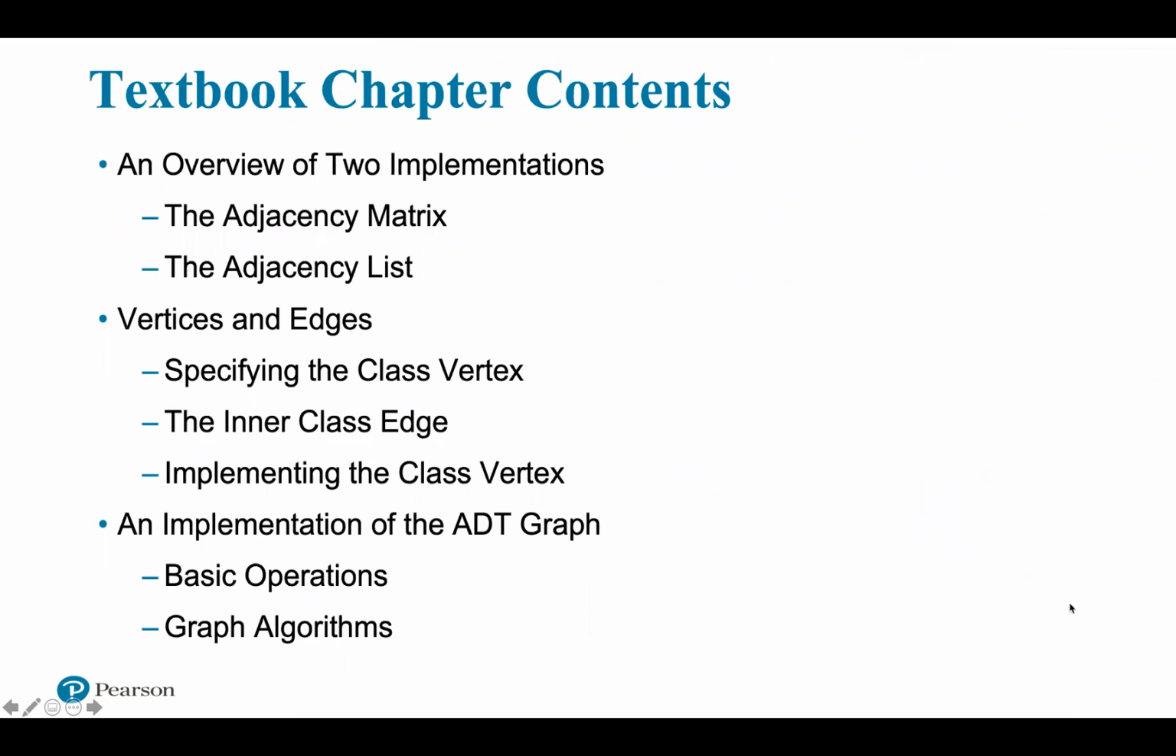We'll do an overview of two implementations. We'll have a little more discussion of vertices and edges, and then we'll talk about an implementation of the ADT graph. So like the ADTs we have seen previously, graphs have several implementations. Each implementation must represent the vertices in the graph and the edges between the vertices. In general, you use either a list or a dictionary to hold the vertices, and an array or a list to represent the edges. Each representation of the edges has its own advantages, but the list representation is most typical.